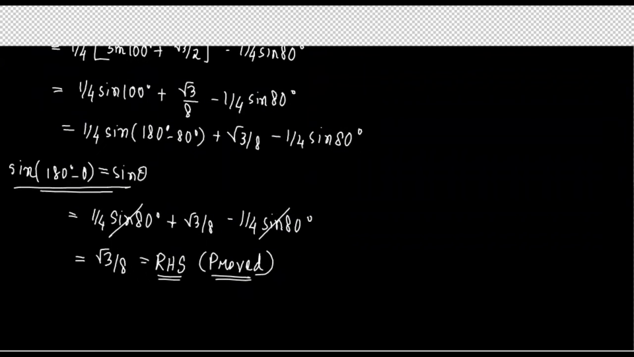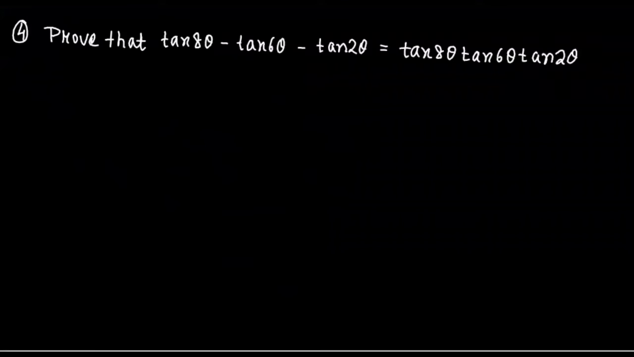Now we move on to our next question. So here it is given: prove that tan 8 theta minus tan 6 theta minus tan 2 theta is equal to tan 8 theta tan 6 theta tan 2 theta. Now always remember one thing, in tan and cot, that means when you have to prove a sum containing tan theta and cot theta, always just try to solve by taking the angles at first. Always solve by angles.